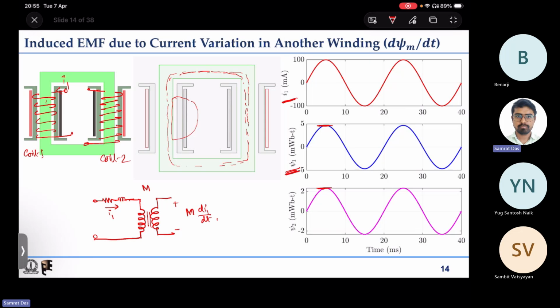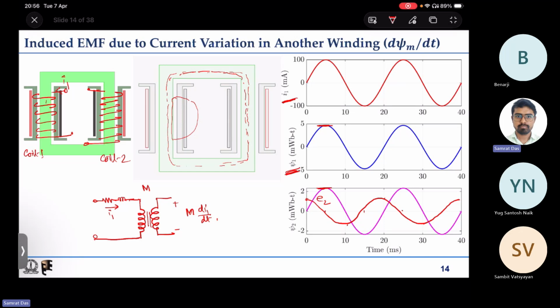So psi 2 is like this, so the induced EMF of the second coil will be sinusoidal like this, similar to the previous case. So this is the induced EMF E2, and for this case it is open, so there is no leakage inductance. Because on its own it does not have any current, we need not indicate the resistance of the winding and leakage inductance.